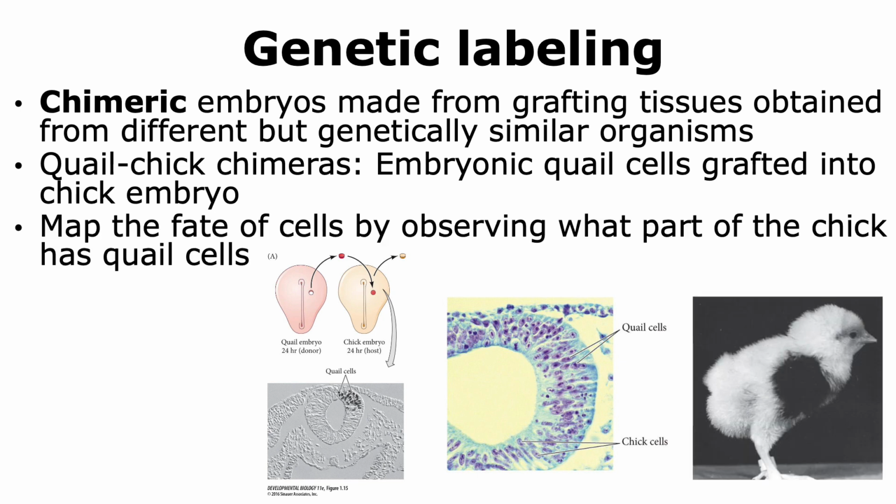We can then map the fate of these cells by seeing what part of the chick has quail cells. If we look at the figure to the right, the part of the chick that actually has the dark coloration basically came from the quail. And this way we note that the cells that were chosen from the quail to form the quail-chick chimeras basically ended up becoming the wing of the chick.